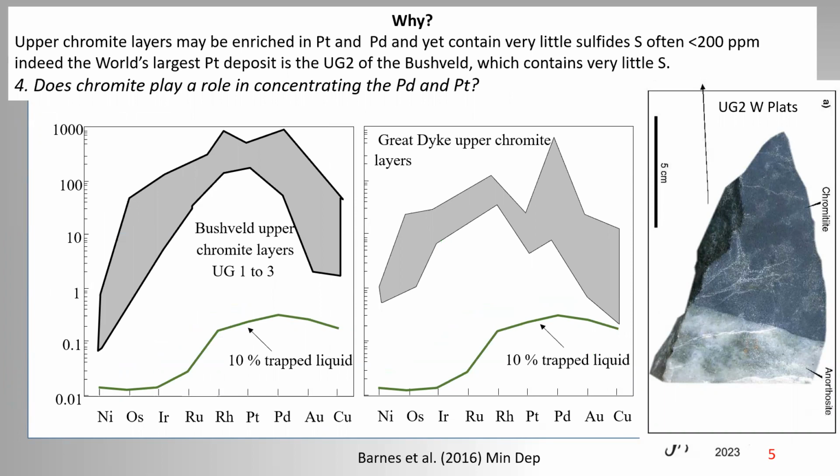Yeah. Okay. Sometimes the chromites from the upper parts of the intrusion are enriched in palladium and platinum, if we're lucky. Indeed, as we all know, the world's largest platinum deposit, the UG2, at the Bushveld, contains very little sulfur and yet contains all this platinum and palladium. So what is it about chromite that is concentrating platinum and palladium in some cases?